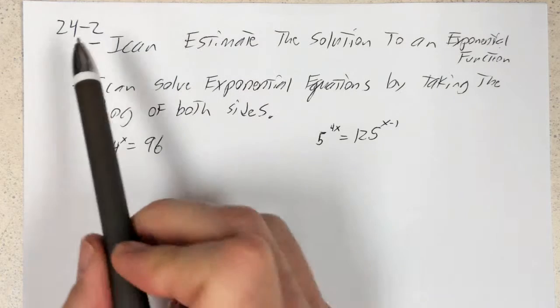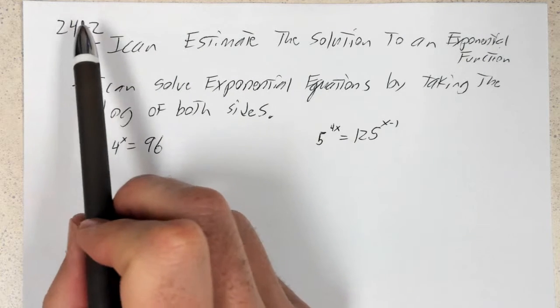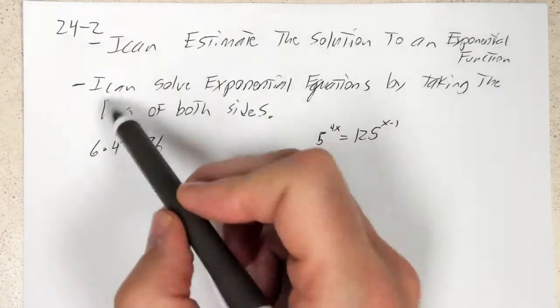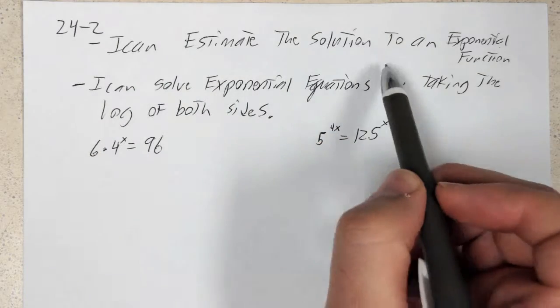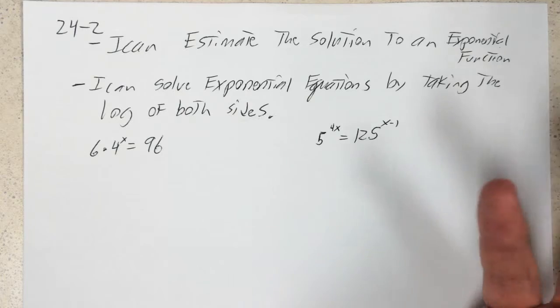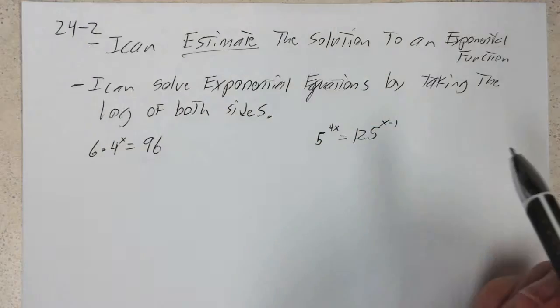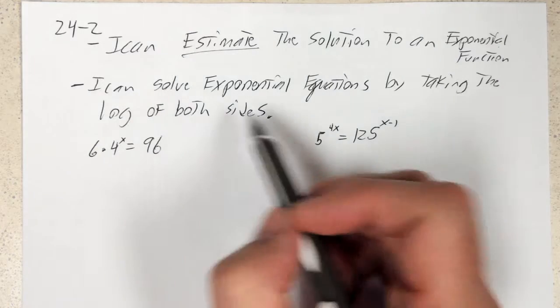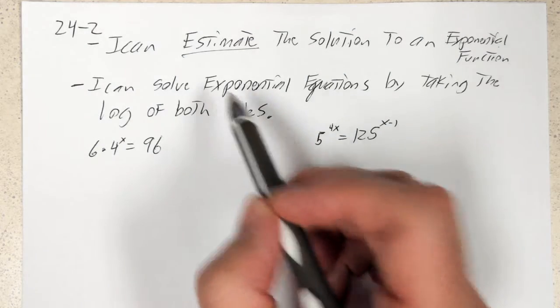Okay, we're looking at really 24-1, but it doesn't have much in it, and then 24-2. The main things we're looking at: I can estimate the solution to an exponential function. Obviously, we don't need a calculator just to estimate. I can solve exponential equations by taking the log of both sides, and that's going to be the big chunk of what we're looking at.